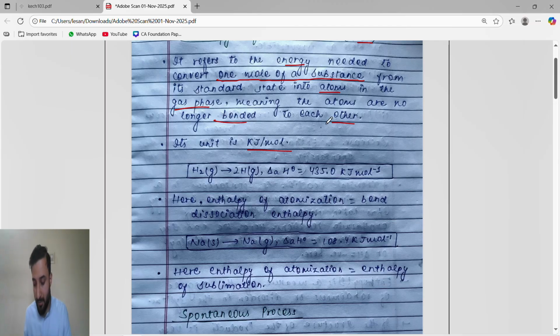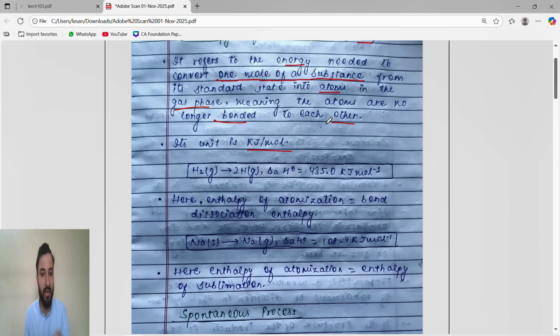each other. Atoms are no longer bonded to each other, because we know atoms will bond, they will make the elements, molecules. Atoms will bond, they will make the molecules. So if atoms are no longer bonded to each other, it means atoms are broken, right? So what most students do wrong is they think that enthalpy of atomization means we have to require the energy to break the atoms, or you can say to separate the atoms from the molecules. It is not like that.